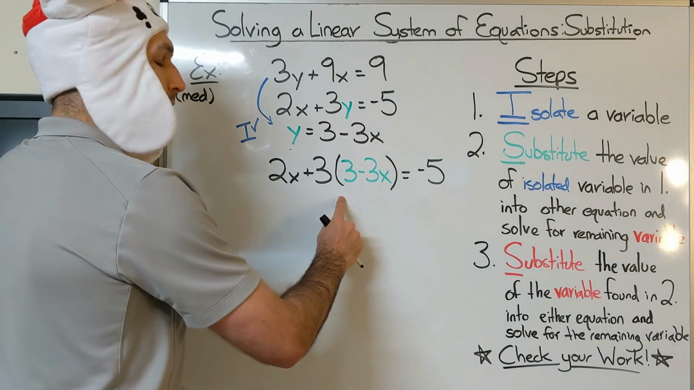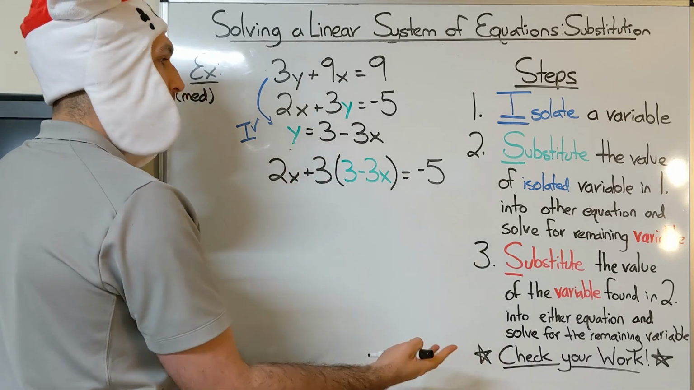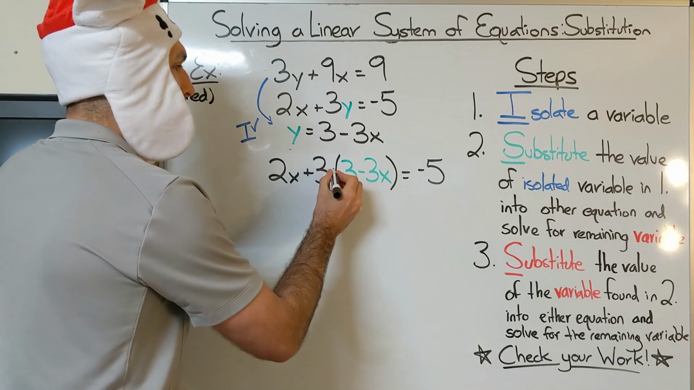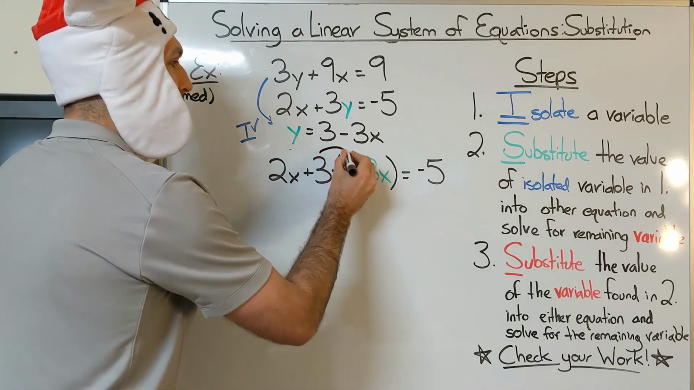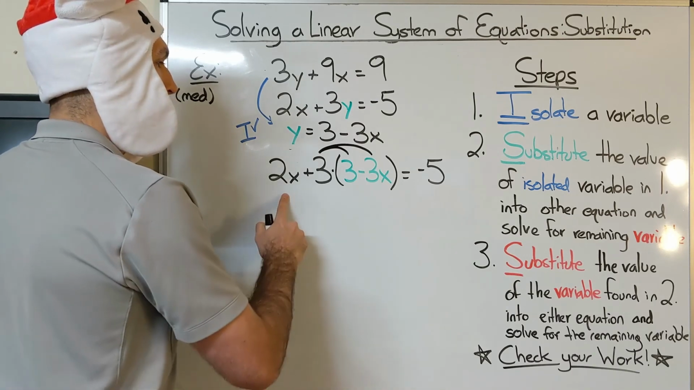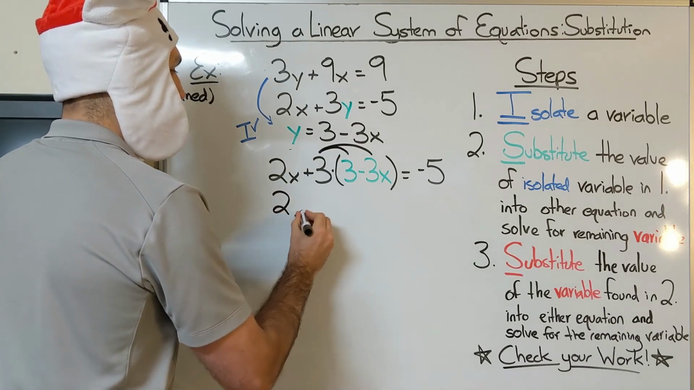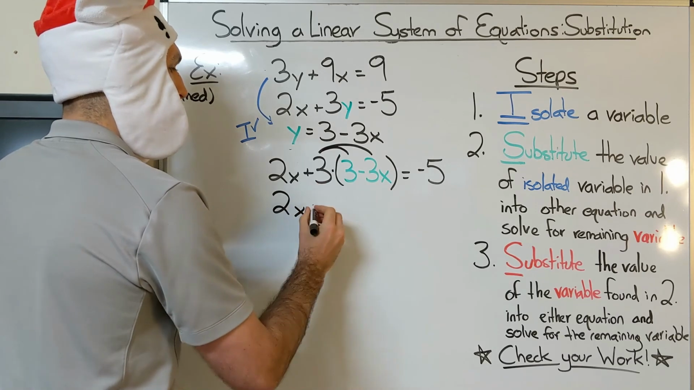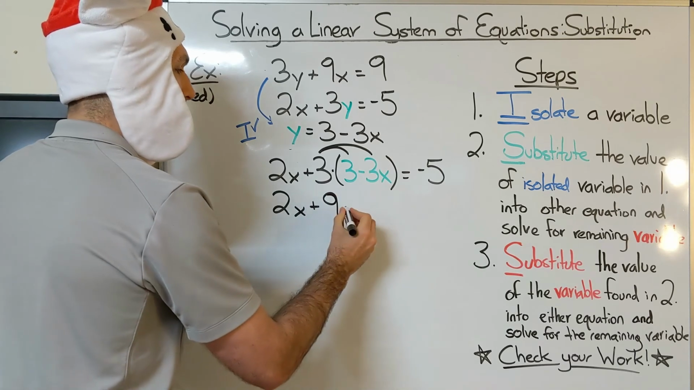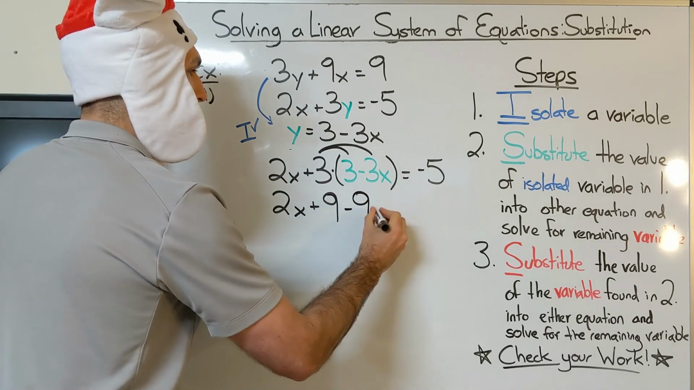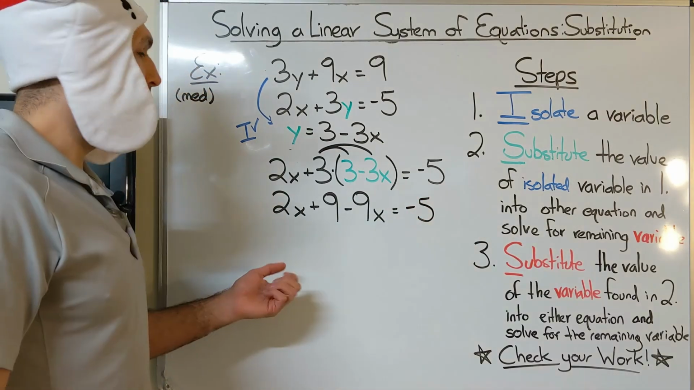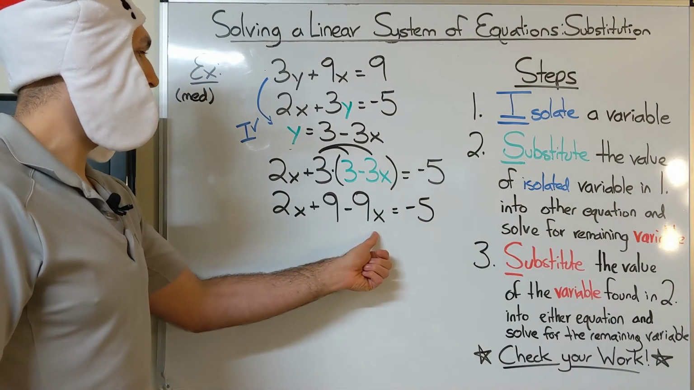I have parentheses. I'll start with those, as that is the first in my order of operations. Outside of my parentheses, there is a 3, a coefficient, meaning it's going to get distributed or multiplied by each of the terms inside those parentheses. On the left, I haven't touched my 2x. 3 times 3 will be 9. 3 times negative 3x will be negative 9x equals negative 5. Now again, I have like terms that I can combine.